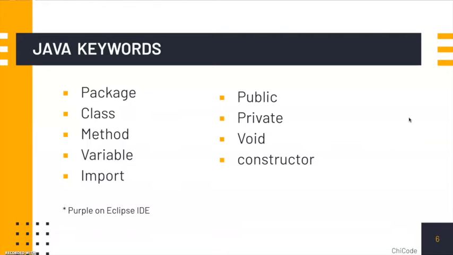Now, these are important Java keywords as we move on later in the Java language. These are important to note as you are coding to not mix them up with the variable names that you have created. You will know when you are using a Java keyword because the word will become purple text color on your Eclipse IDE.